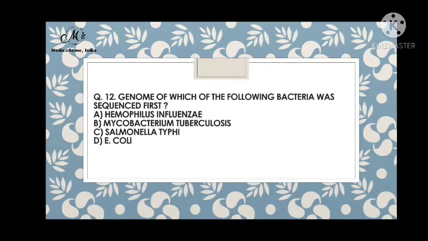Question number 12 asks the genome of which of the following bacteria was sequenced first. This is very, very important. The options are A, Haemophilus influenzae, B, Mycobacterium tuberculosis, C, Salmonella typhi, and D, E. coli. Everyone is confused with D, E. coli, but this is a misconception. The first genome sequencing was done for Haemophilus influenzae. So A is the correct answer, Haemophilus influenzae.